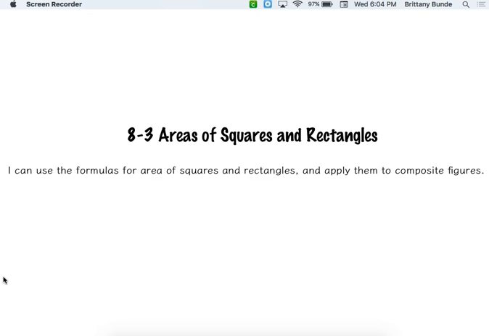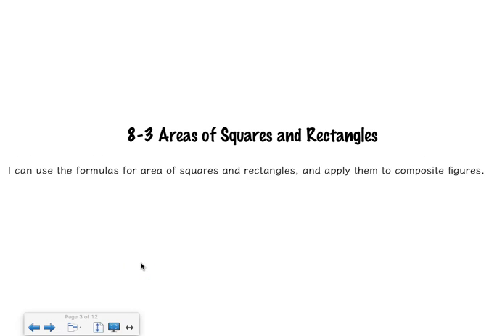I promise it's pretty painless because you have been finding the area of squares and rectangles for a very long time, and really, it's pretty basic today. We add a little twist at the end, but it's nothing that you can't handle, okay? So let's get started.